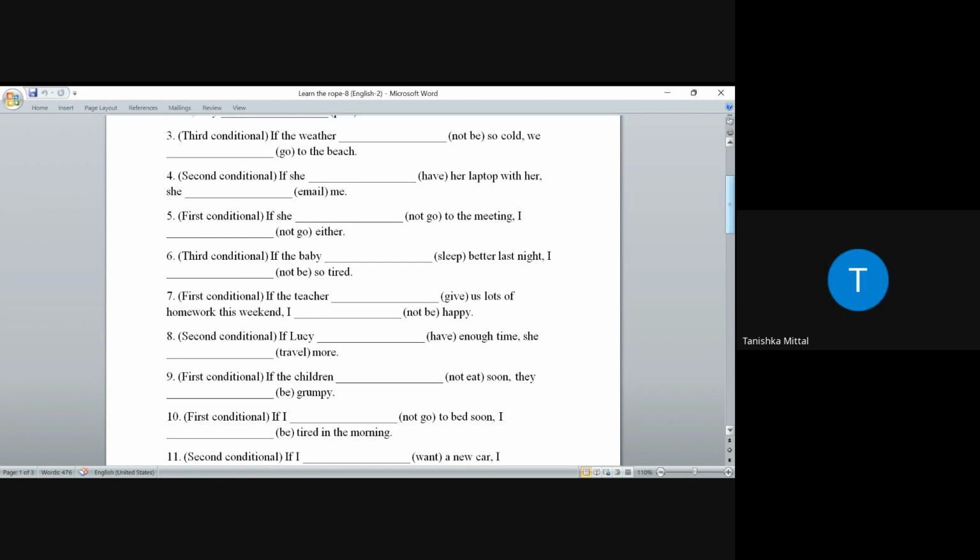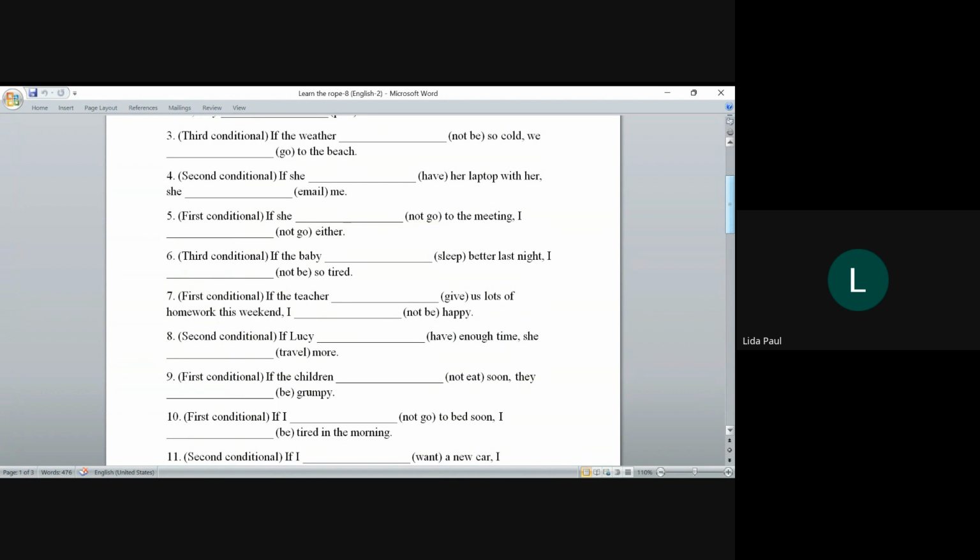If the baby had slept better last night, so past perfect form, you're correct. I would not have been so tired. Would not have been so tired. So one is in the past perfect form and the second one is would plus have plus V3, right? So if the baby had slept better last night, I would not have been so tired. That's your third conditional.